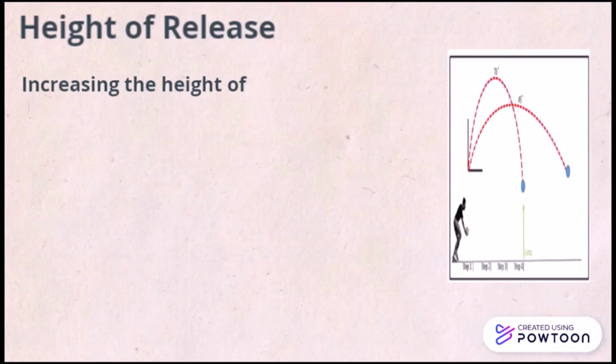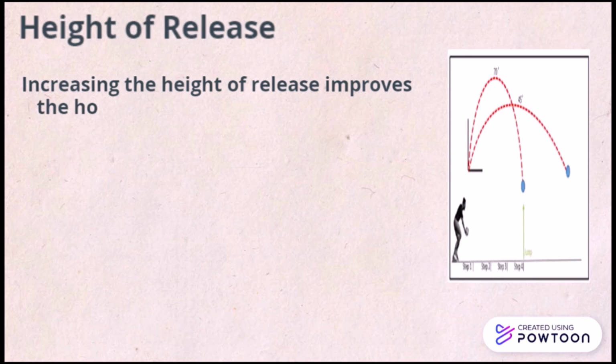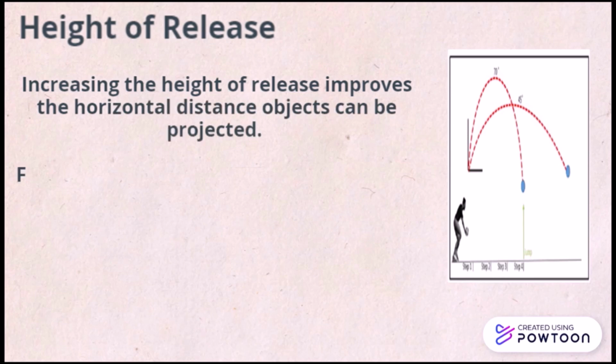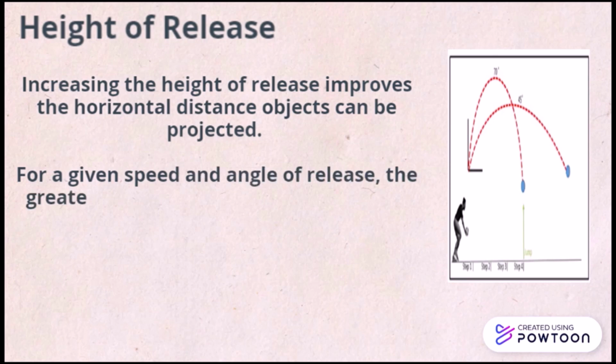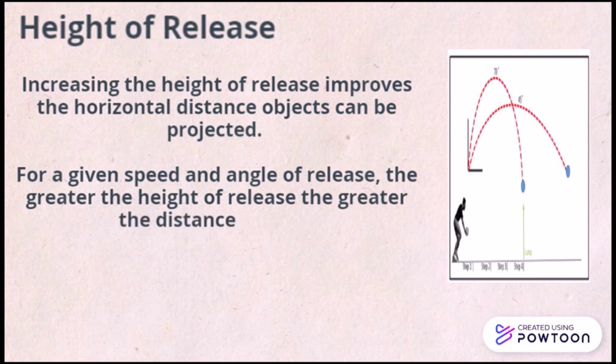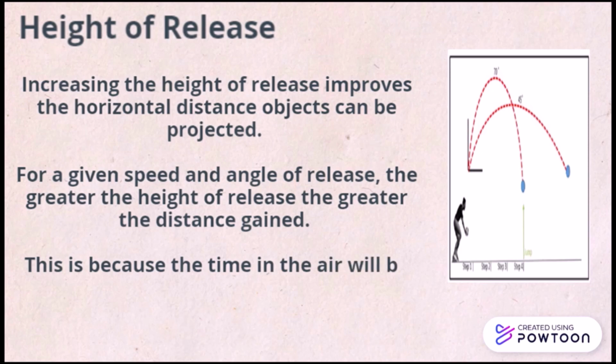Height of release. Increasing the height of release improves the horizontal distance objects can be projected. For a given speed and angle of release, the greater the height of release, the greater the distance gained. This is because the time in the air will be greater.